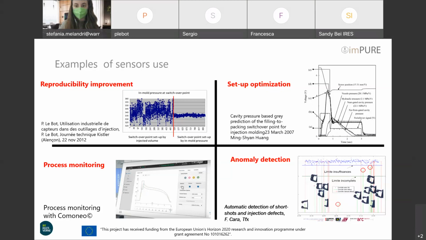The third example here is the monitoring itself of the process, illustrated here by a screenshot of the system Comoneo from Kistler. This involves monitoring whether the pressure curve over time remains the same from one cycle to the next. Finally, here, TFX has shown that by judiciously placing a head flow sensor in the cavity, they are able to detect short shots.